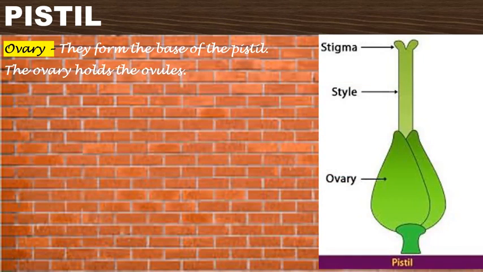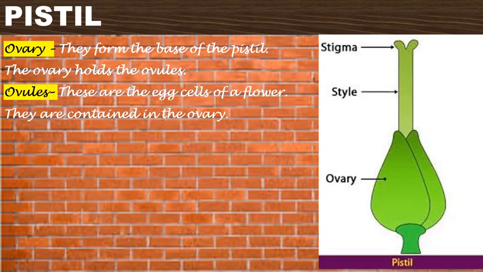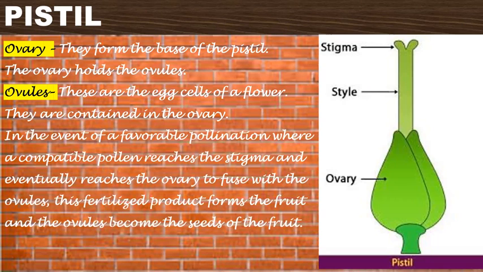Ovary. They form the base of the pistil. The ovary holds the ovules. Ovules. These are the egg cells of a flower. They are contained in the ovary. In the event of a favorable pollination where a compatible pollen reaches the stigma and eventually reaches the ovary to fuse with the ovules, this fertilized product forms the fruit and the ovules become the seeds of the fruit.